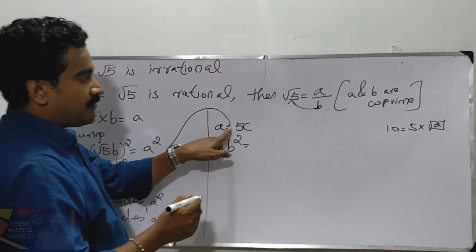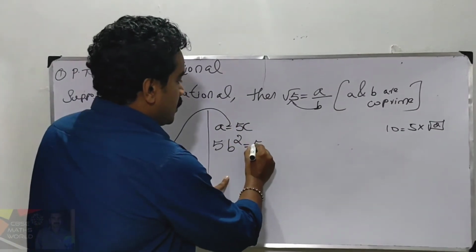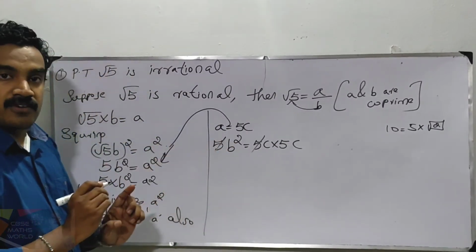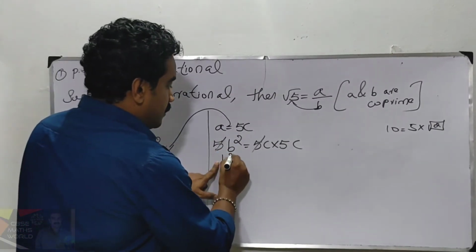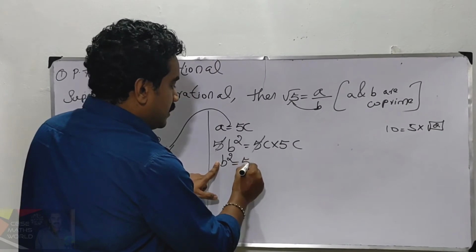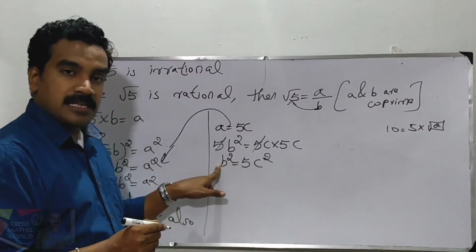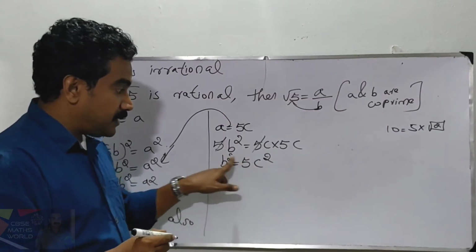What is a square? What is a? a is 5c. So a square means a into a, so 5c into 5c. On both sides 5 and 5 cancel. So what is remaining here? b square equal to 5 is remaining here. Then c into c, c square. That is, 5 into c square is b square. 5 into something is b square.